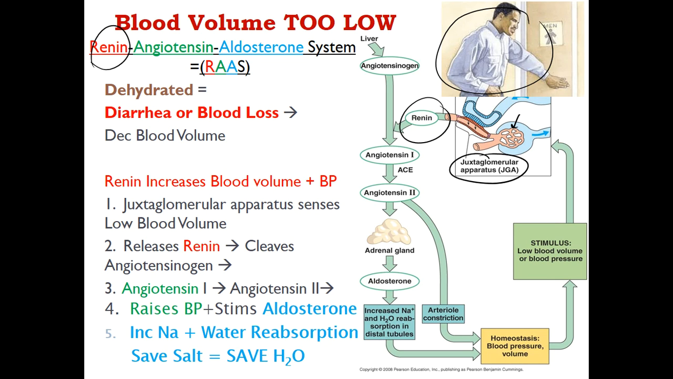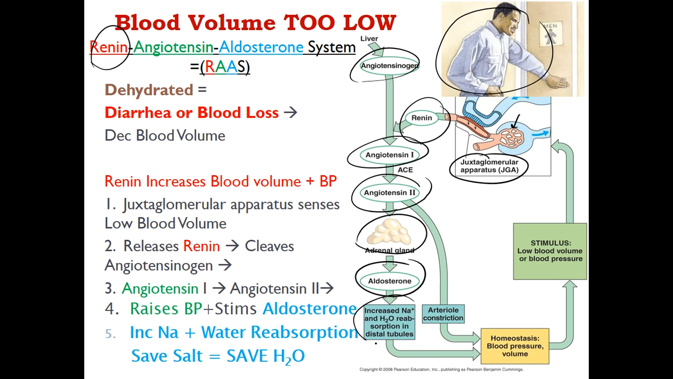So renin will then go in and activate this thing called angiotensinogen to make this stuff called angiotensin I, which then gets activated into angiotensin II. That talks to the adrenal glands, like adrenaline, that are sitting on top of your kidneys, because there's a lot of blood flow through your kidneys. That then goes on to aldosterone, which causes you to save salt. And when you save salt, you save water. It changes the distal tubules again.